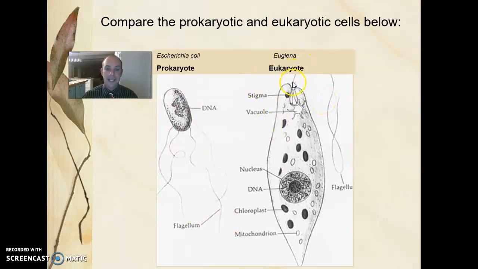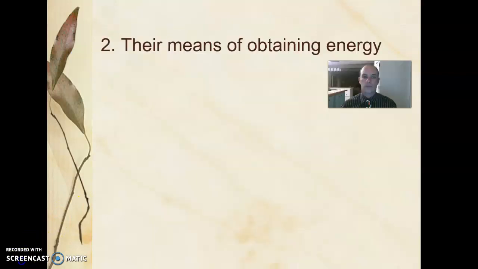Okay, the eukaryote example. Much more detailed. Nucleus on the inside. No nucleus here. Membrane around it. No membrane around the nucleus here because there isn't one. Right? Lots of different stuff on the inside. Chloroplast, mitochondria, vacuole, stigma. Not much going on over there. Prokaryote, eukaryote. Okay, now to their means of obtaining energy.